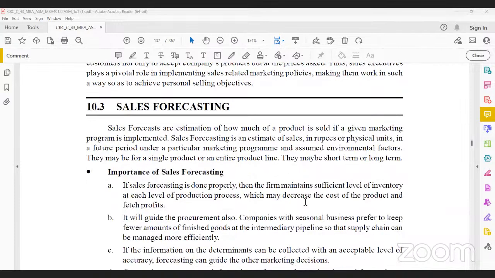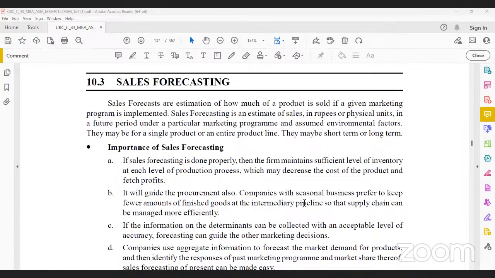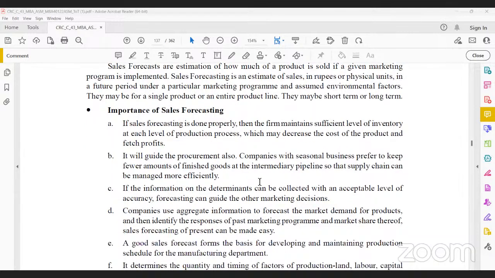Now, 10.3 is sales forecasting. Sales forecasting is the estimation of how much of a product is sold if a given marketing program is implemented. So, the importance of sales forecasting.